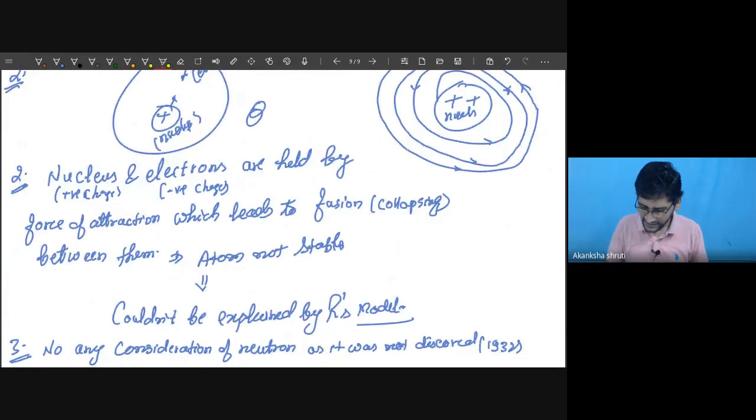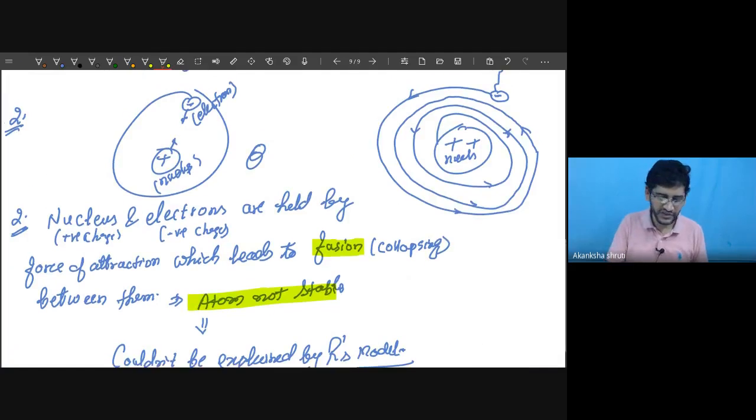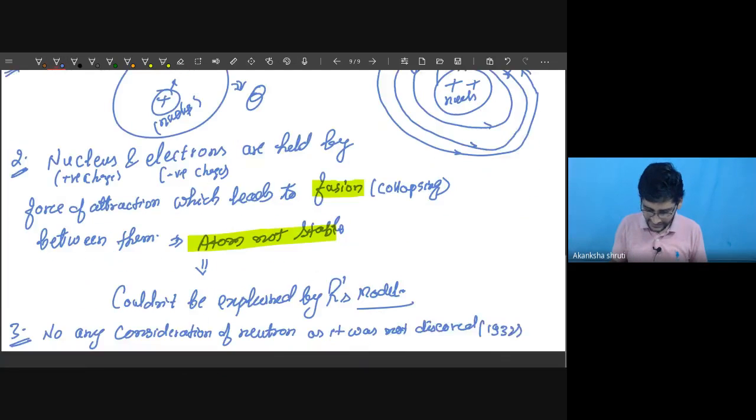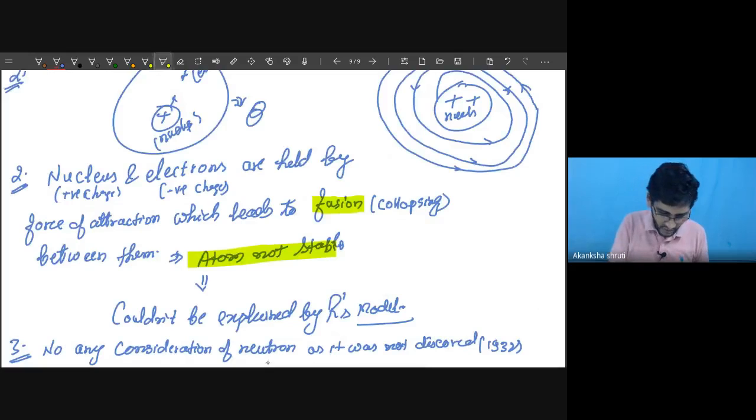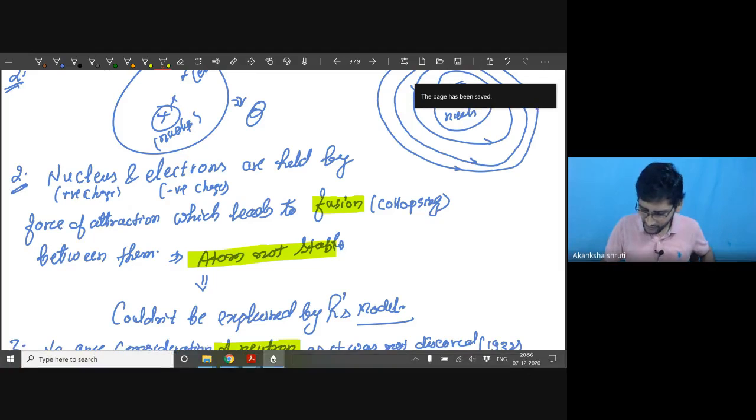Okay, the atom could not explain why the atom is stable, means it does not decrease in size or no fusion. Why it is not fusing to the reduced size, this was not explained. At that time, there was no neutron discovery, so nothing was talked about the neutron. So students, these were the important key things regarding the Rutherford model.